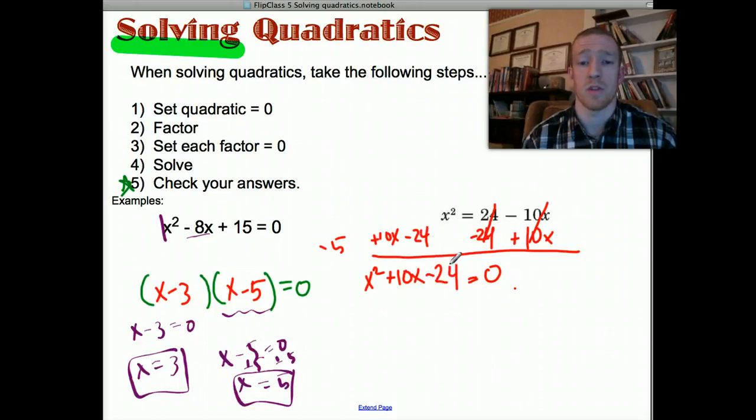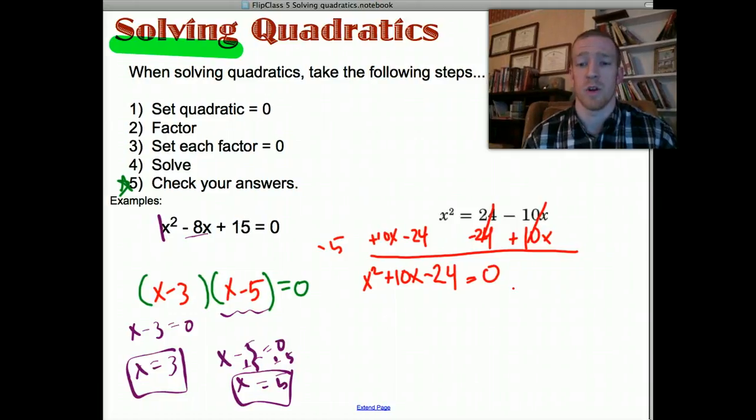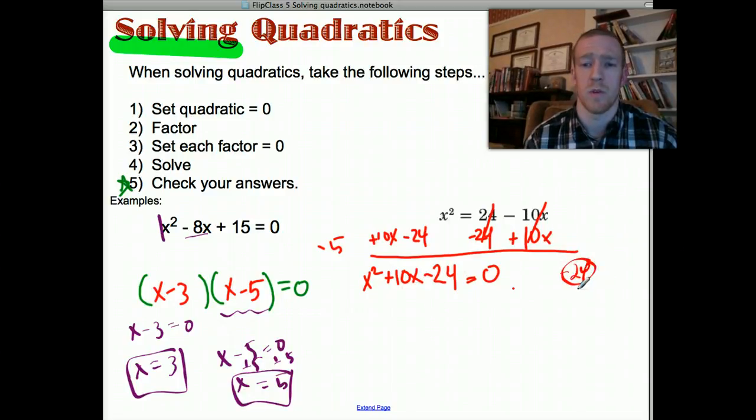So now this is a problem just like this. Alright, so I'm going to just do it Miss Hartman's way. She does it a little quicker. You kind of bounce the numbers around. I need something that multiplies to negative 24, and it's going to add to a 10.